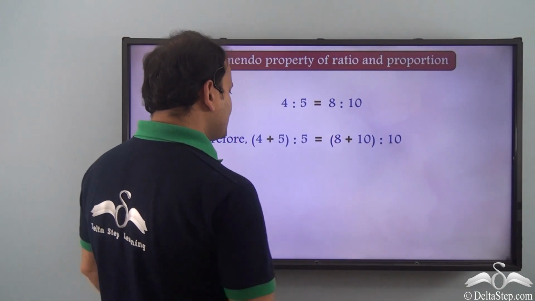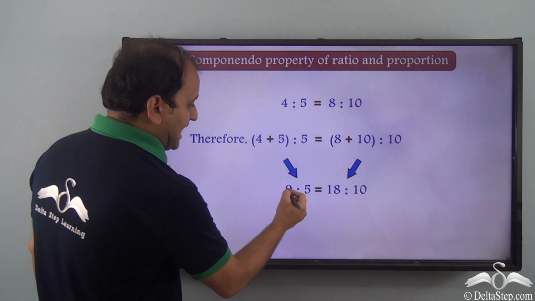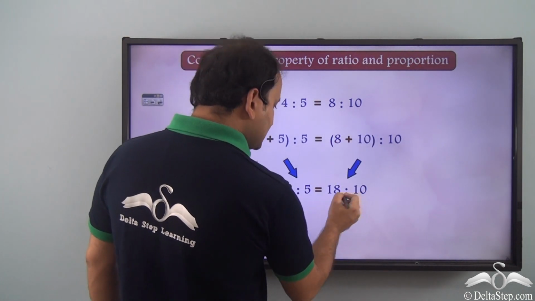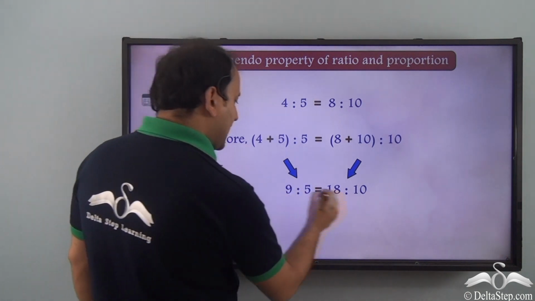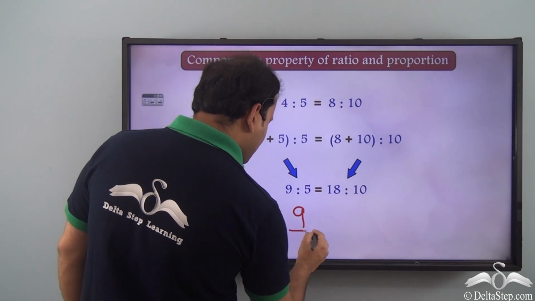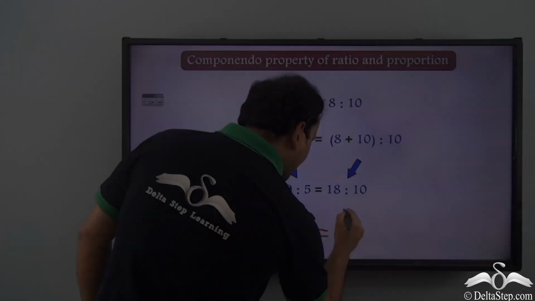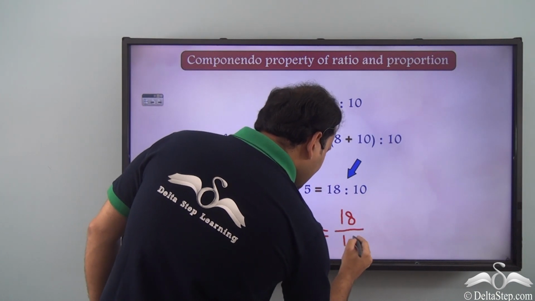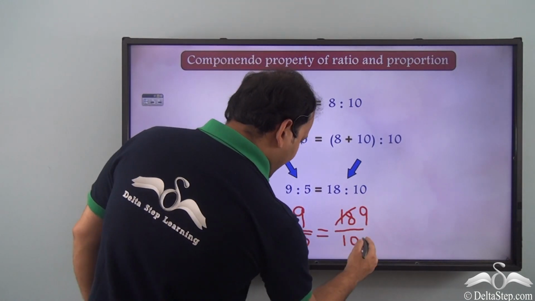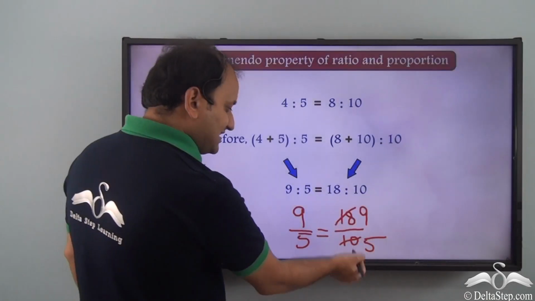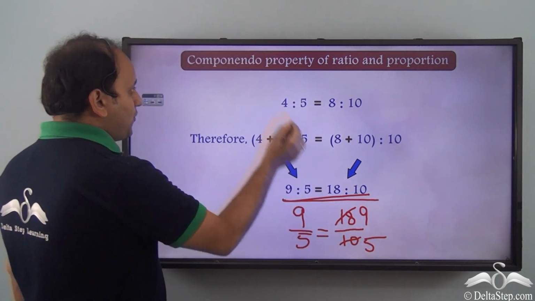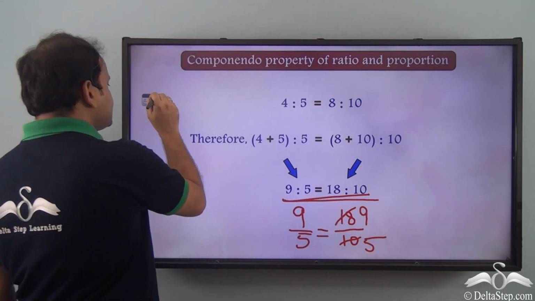So what do we get from these two expressions? We get 9 is to 5 is equal to 18 is to 10. 4 plus 5 is 9 and 8 plus 10 is 18. Now are these same? Can we verify it? Well, we can. 9 is to 5 is nothing but 9 by 5, which is equal to 18 by 10. Now 2 into 9 is 18 and 2 into 5 is 10. So even this is 9 by 5. So both these are actually equal. So componendo property stands true for this.